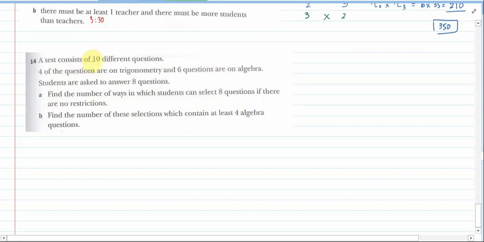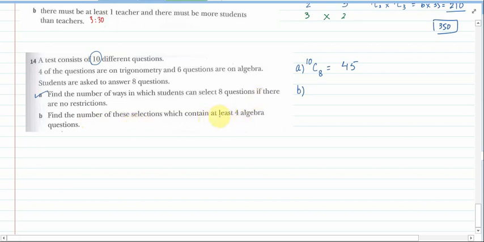So in total we have 10 questions, and out of these 10 questions, the students need to answer 8 questions. So for the first part, when there is no restriction, the answer is very easy. That will be 10 combination 8. In total the student has 10 questions, and out of 10 the student needs to attempt 8 of them. So 10 combination 8 gives you the value of 45. That is your first part answer. Alright, for the second part, it says find the number of these selections which contain at least 4 algebra questions.